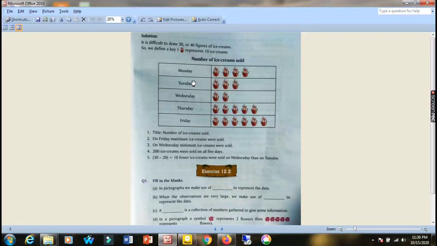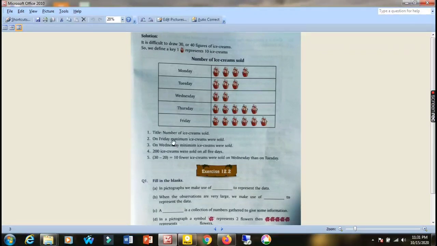In the same way, on Tuesday 30 ice creams were there, so it is represented by 3 images. Wednesday 20 ice creams were there, so it is represented by 2 images. Thursday how many? 1, 2, 3, 4, 5. 5 images are there. That means how many ice creams were represented? 50. 10 into 5 is 50. Friday again you can see 1, 2, 3, 4, 5, 6. 6 into 10 equals 60. Okay. So in this way we can represent the ice creams in the given figure.